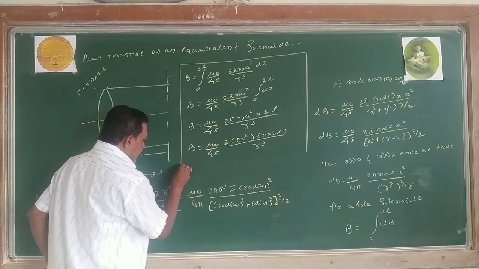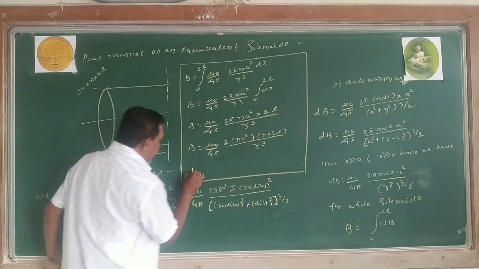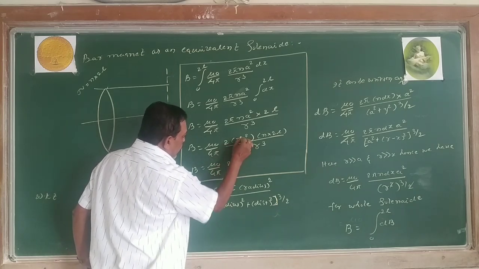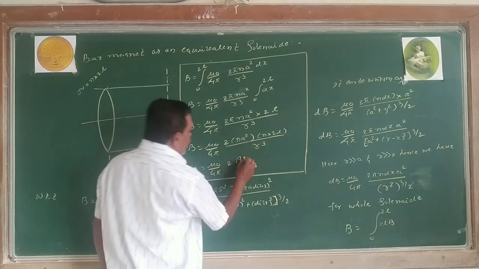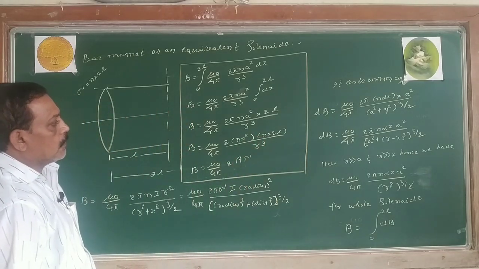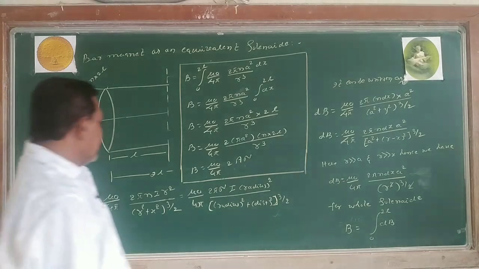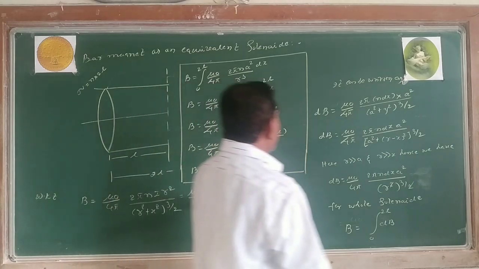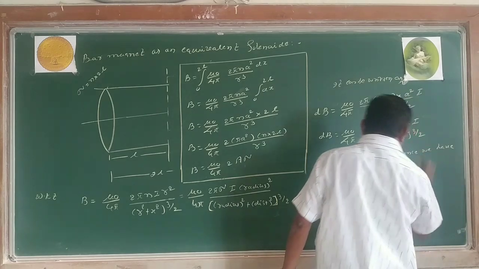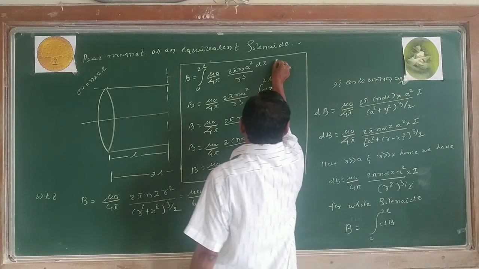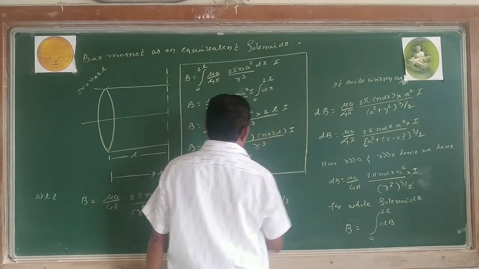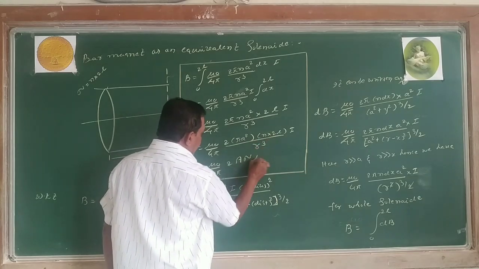Last step. B equals mu naught divided by 4 pi, 2 times area, pi r square, the area of a circular loop, n into 2l is capital N. Right? n I, we have I left. Without current there is no magnetic field. Right? Leave I, so write I. Right? I, area, capital N I divided by r cube.